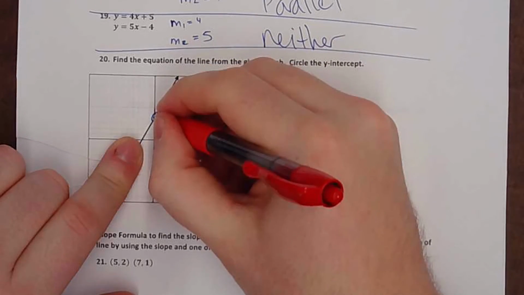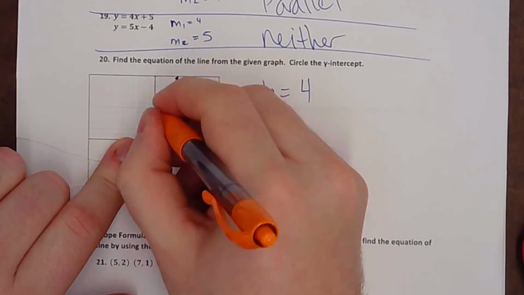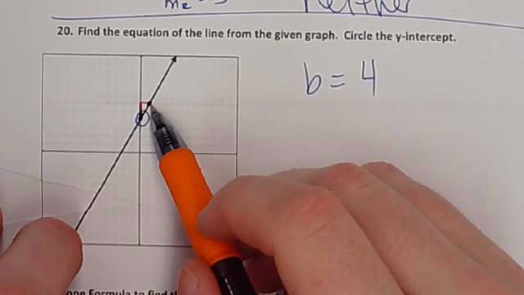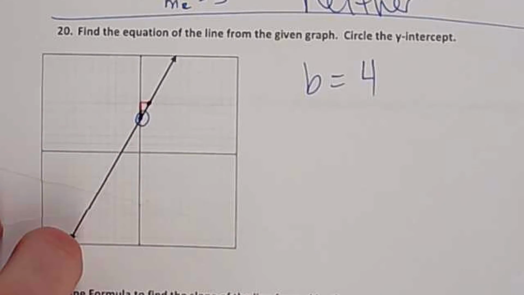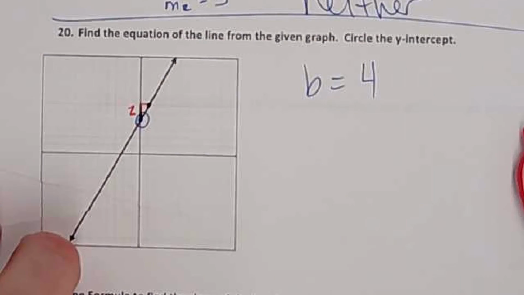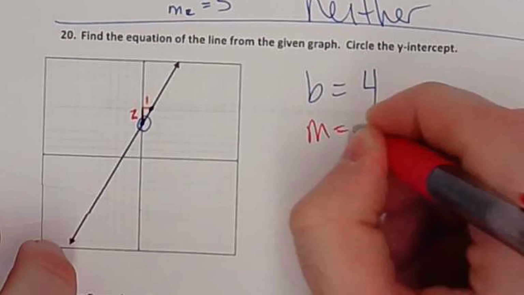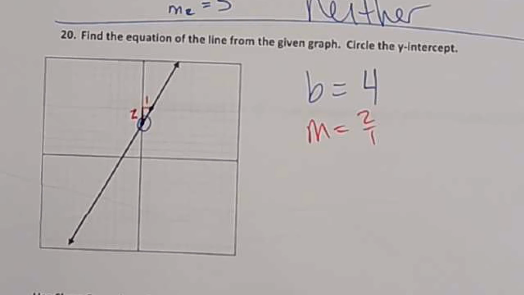The slope is what we get between two nice points, and by nice points, I mean that they hit a square really nicely. This point and this point are on the corners of squares. How far did I go up? 2. How far did I go over? 1. So my slope is 2 over 1, or 2.